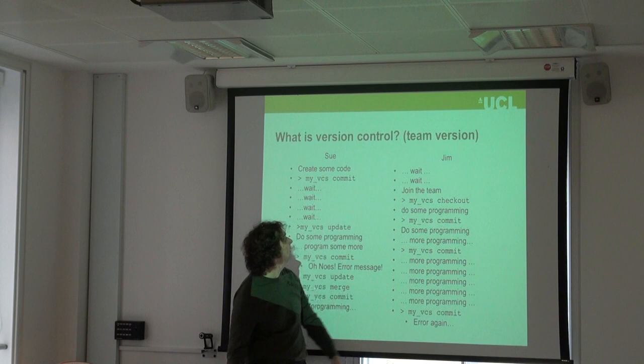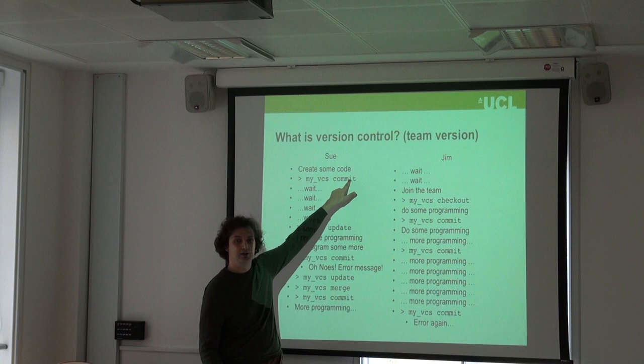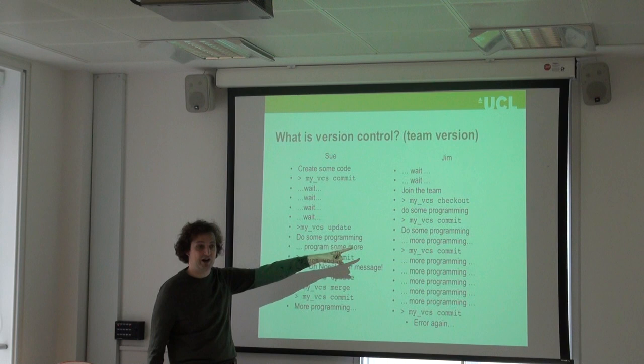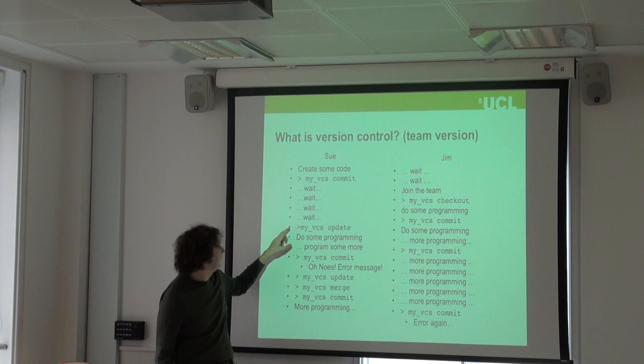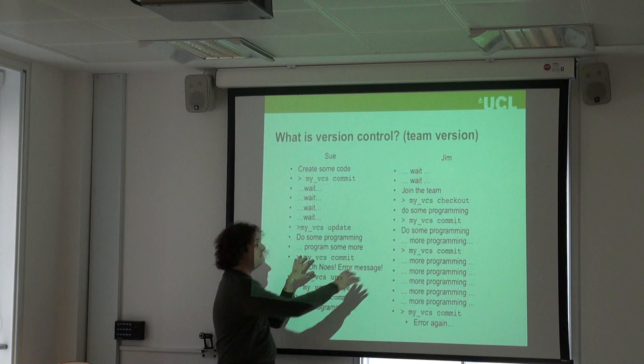Sue checks the code into the version control system. Jim checks the code out of the version control system. Already you've got code sharing, right? The code's moving fluently between the server. Then Jim commits some work. Sue updates and gets Jim's work into her computer. She does some programming. At this stage, they've both committed work to the same file. Oh no! They're both wanting to do work on the same file.